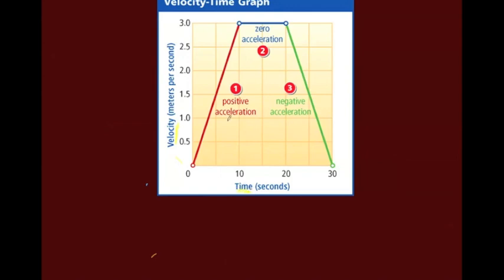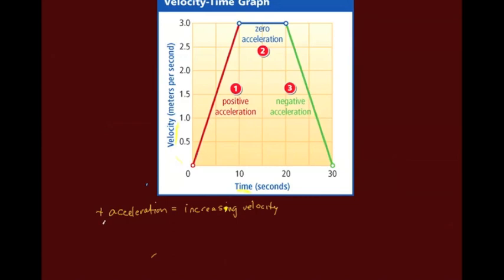Sometimes you may have positive acceleration, which means there's an increasing velocity. Positive acceleration indicates increasing velocity, and you'll see that here in the first part of the graph, the first 10 seconds. In the first 10 seconds, this object is starting at 0 meters per second, and over those 10 seconds its velocity is changing the entire time.